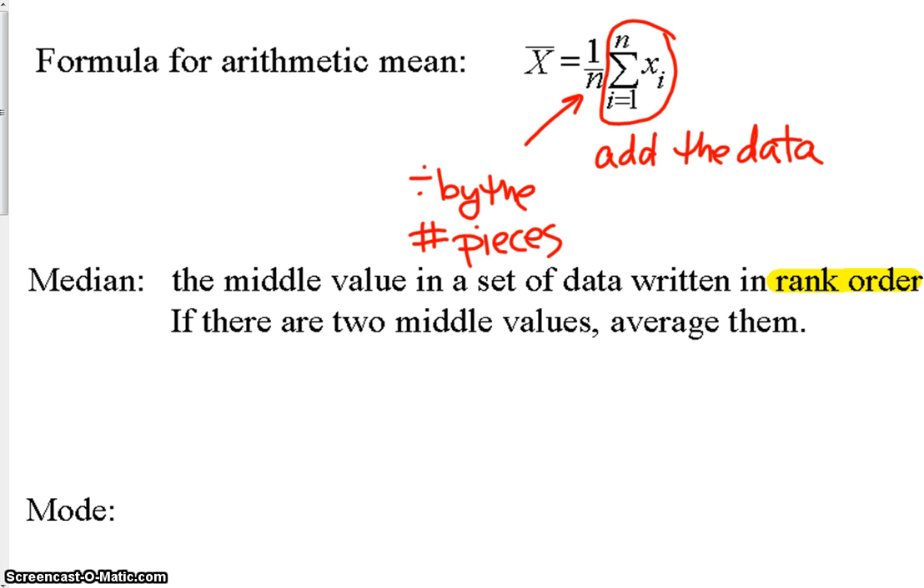There are actually 2 options you can use for finding the median. You can take your list of numbers once they're in rank order. These numbers you can go ahead and copy down.